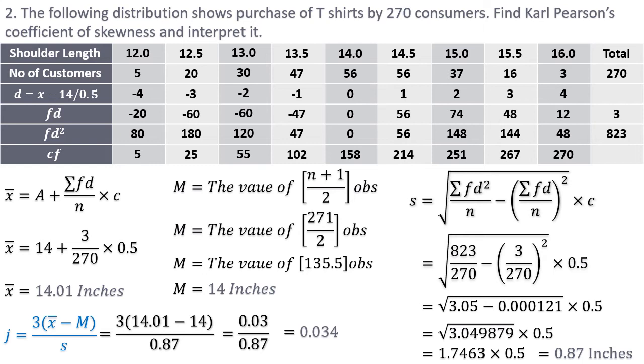So the coefficient of skewness is very much near to zero. That is, it is very much near to symmetry and it is positive. So there is a positive skewness of very low degree. That is, when the skewness is near to zero, it is said to be near to symmetry. So this data is very much near to symmetry with a positive skewness. Moving on to the third question.